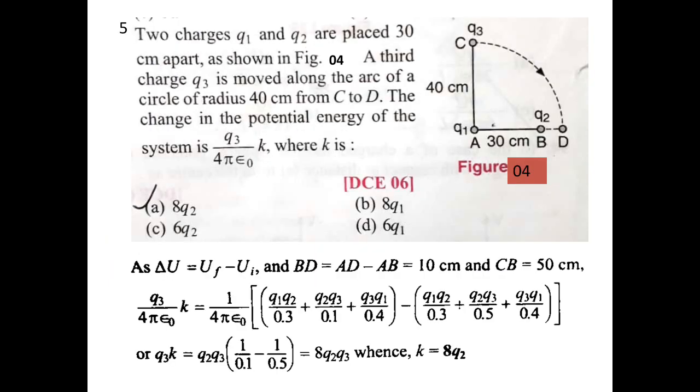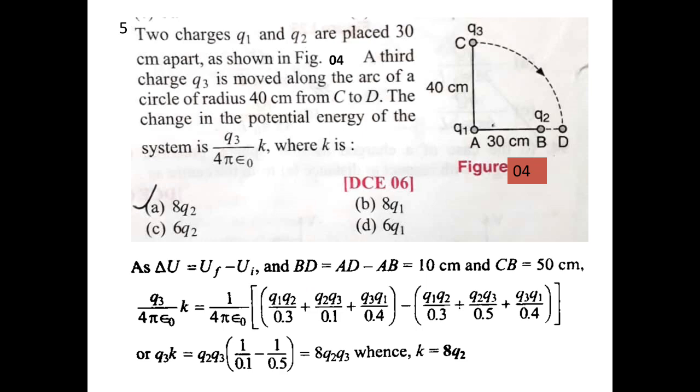In question number 5, two charges Q1 and Q2 are placed 30 centimeter apart as shown in the figure. A third charge Q3 is moved along the arc of a circle of radius 40 centimeter from C to D.